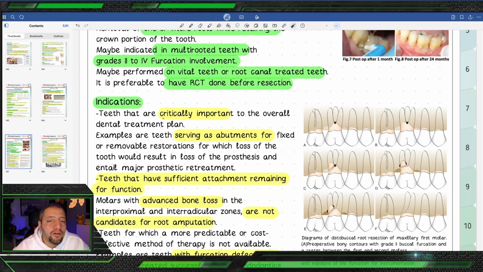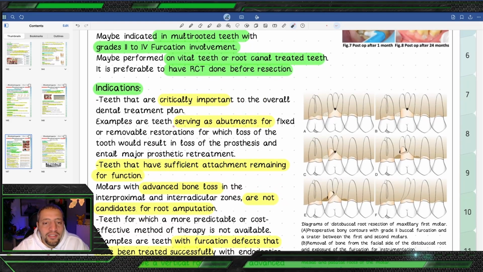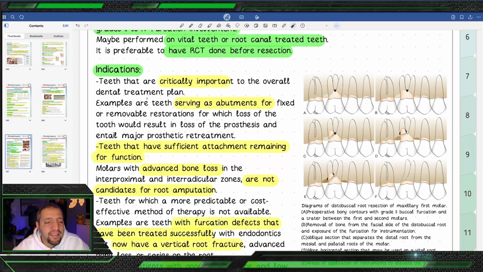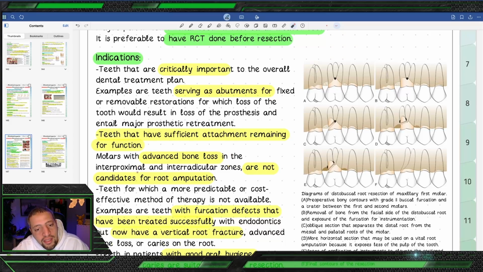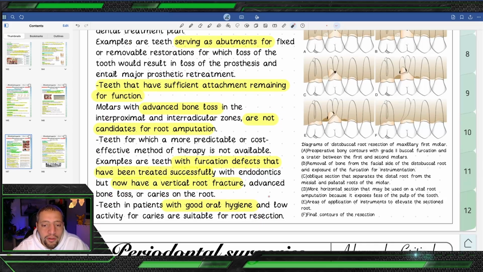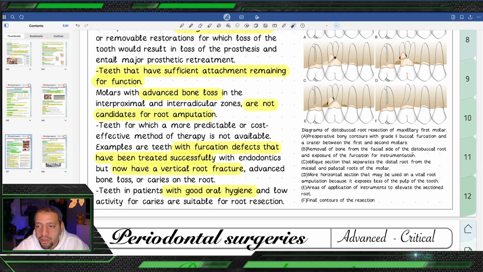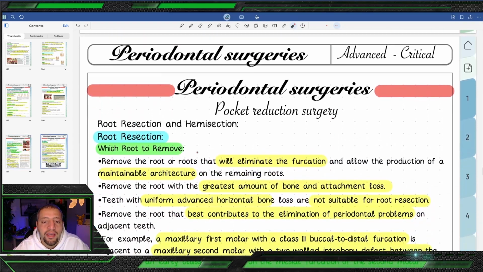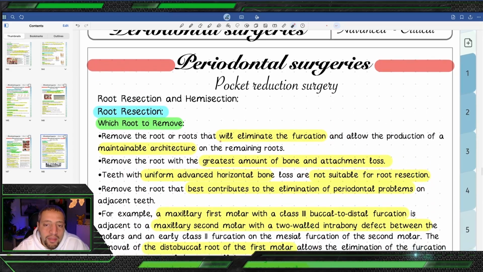And what's the meaning of critically important? All teeth are important, but, for example, if the tooth is serving as an abutment for a fixed or removable partial denture, when you remove it, it will complicate the treatment later. And the indication for this one is teeth that have sufficient attachment remaining for furcation. So here we have bone loss, but the mesiobuccal root has good bony support, so we do it in this area. Molars with advanced bone loss in the interproximal and interradicular zone are not candidates for root amputation. Here he discussed the prognosis and good oral hygiene, which is a strict requirement for all periodontal surgery. And here he explained the technique itself. And again, which root to remove? We are going to remove the root which will eliminate the furcation and maintain architecture.